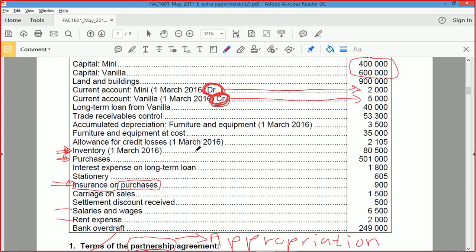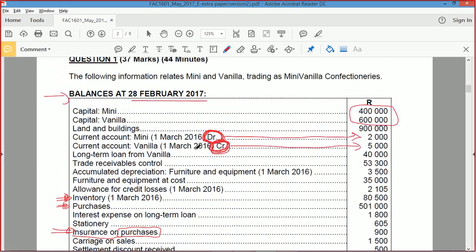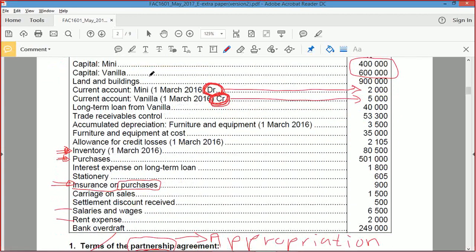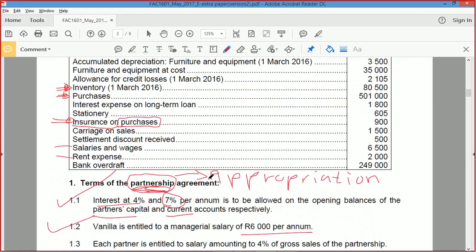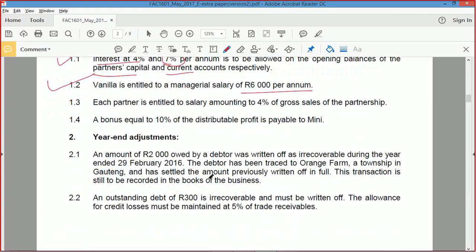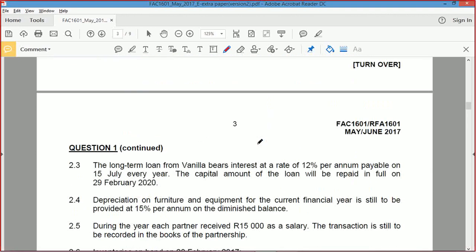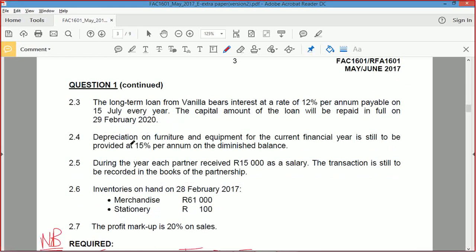Okay, what was my sales figure? Go back to the question, look for it. Do you see a sales figure in the question? No, there's nothing in the trial balance, right? So I need to look at the additional information. I'm looking for my sales. Year-end adjustments: this is talking about a debtor. Number 2 is talking about a write-off. Number 3, loan interest. Number 4, depreciation. Number 2.5. There we go.